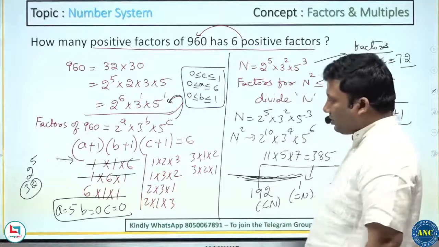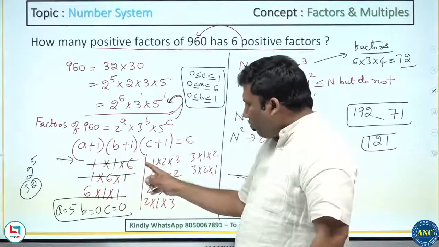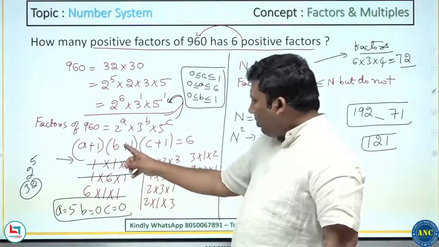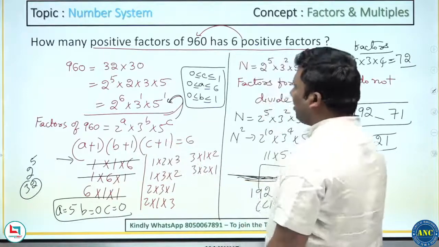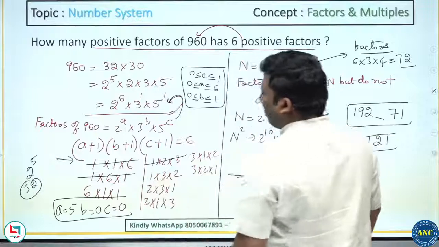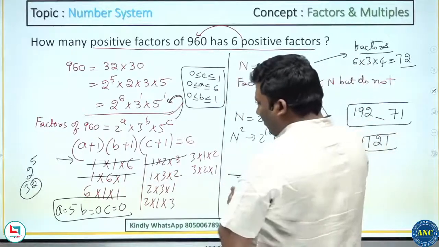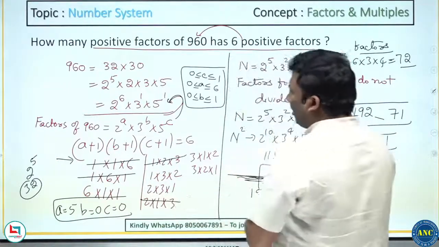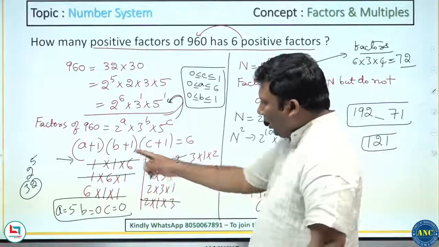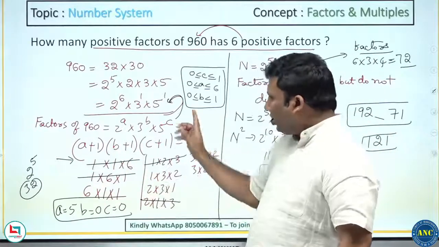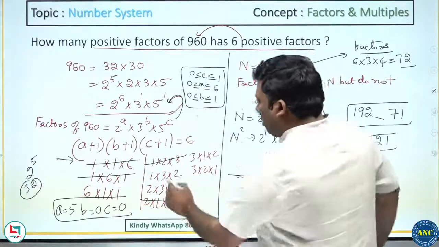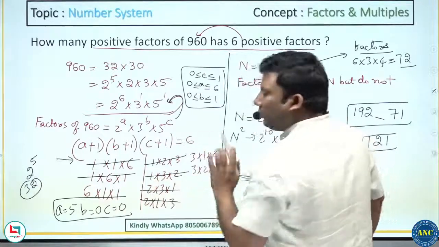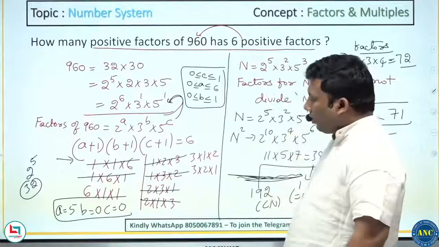Got 6 factors. A plus 1 is 1, possible. B plus 1 is 2, B value 1, possible. C plus 1 is 3, C value 2, not possible. Next one, wherever 3 is there for C plus 1, it is not possible. A plus 1 is 1, A 0 possible. B plus 1 is 3, B value 2, it is not possible. I hope you are all there with me.